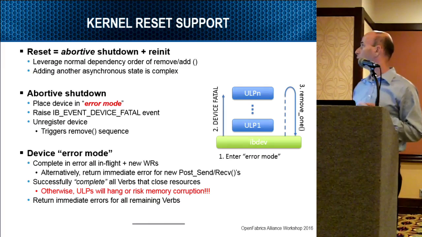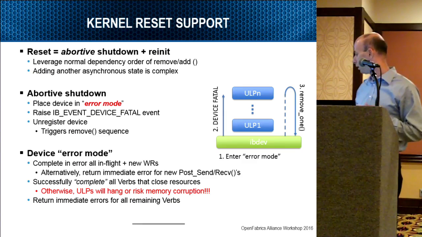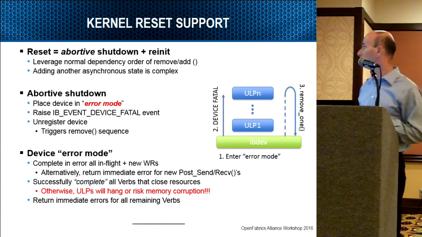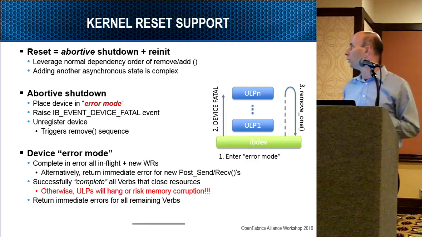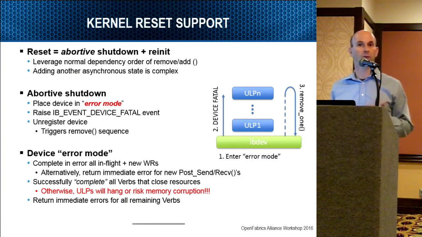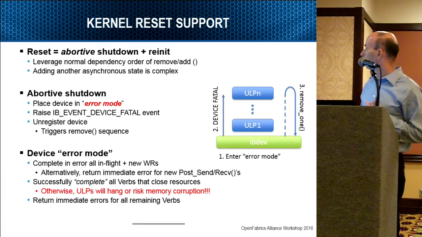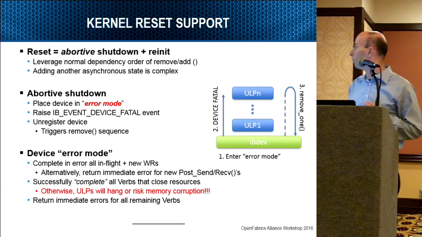And after that, we set up the fatal event, which basically goes through all the layers of the stack and notifies everybody that something is bad, so the device is not going to function properly. And after that, we can unregister the device, which basically calls the standard remove sequence, which goes right to the upper layer and then folds everything down back to the InfiniBand core.